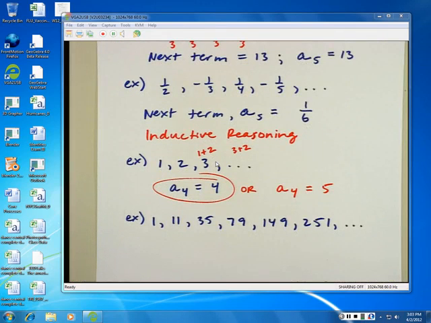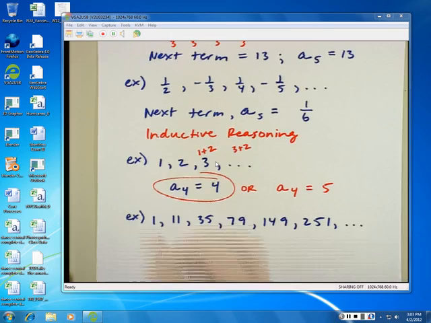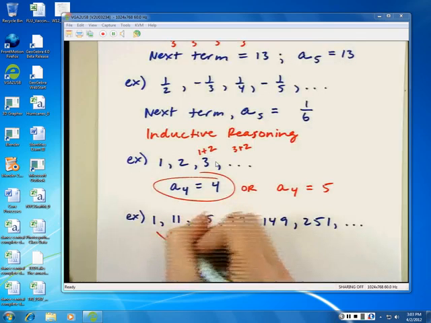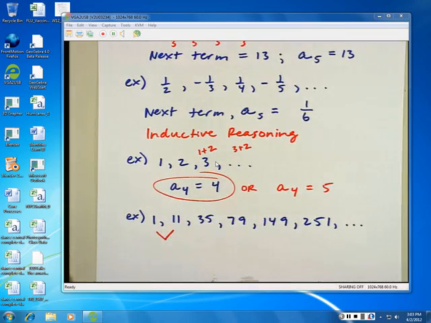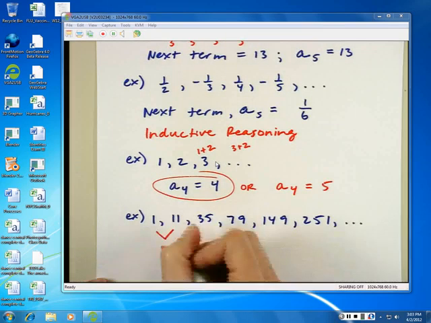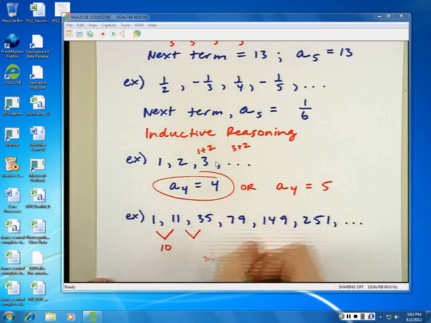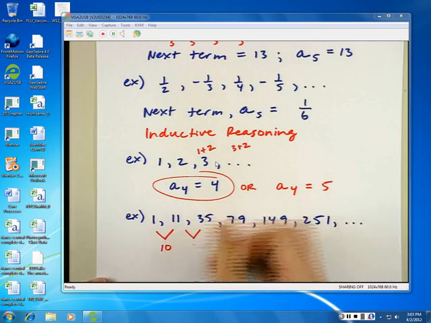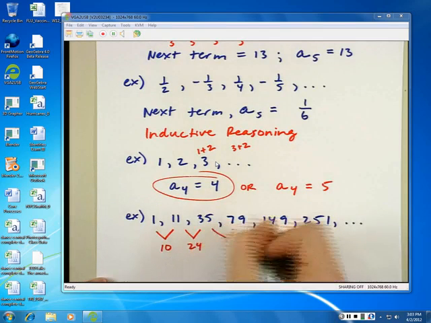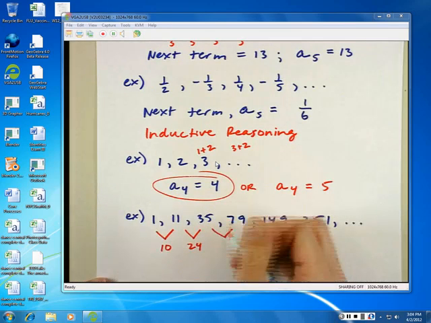So I'm going to look at successive differences. I'm looking at the differences between each of my terms, like I had done before. I get 10 here. The difference between the next 2 terms is 24. And let's see, that would be 44.